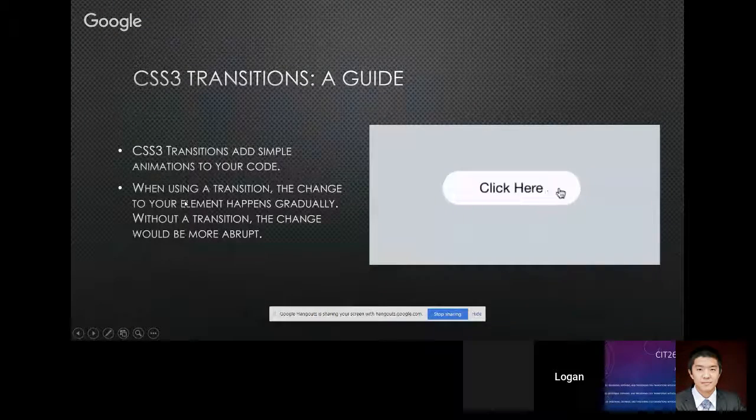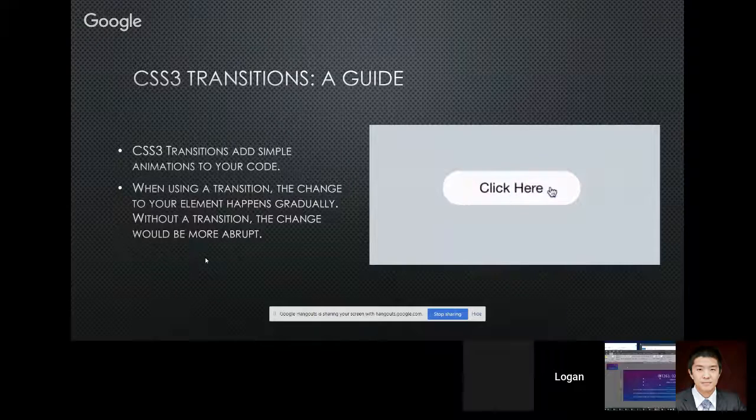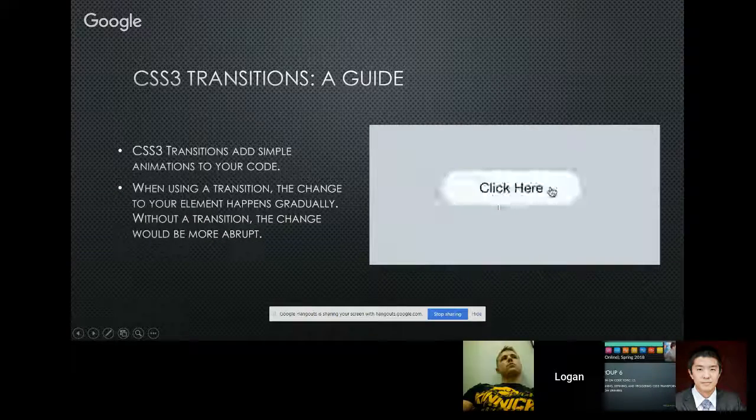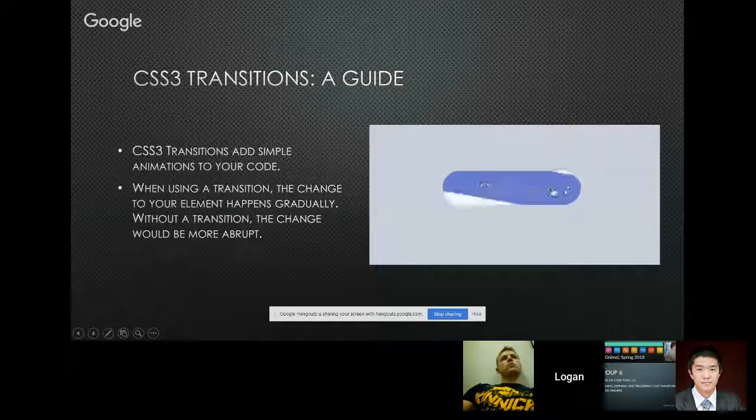Transitions add simple animations to the code. We've gone over this before, but the change will happen gradually with a transition, while without a transition it's going to be more of an abrupt, sudden change. You can see how this one starts as all blue, but then it doesn't just immediately turn white. This one still is a little choppy, but it doesn't turn straight from blue to white. You can see some parts of it changing before the rest of it.